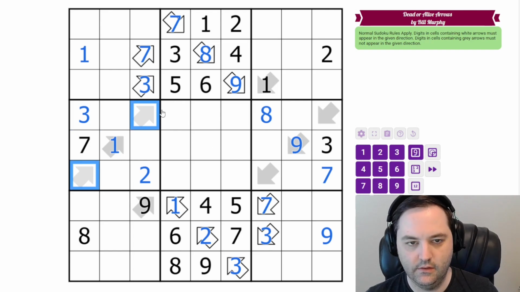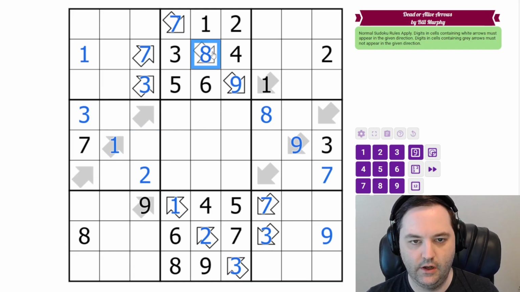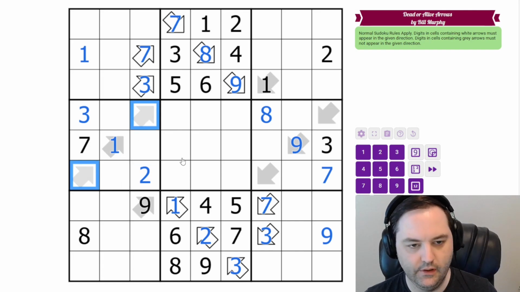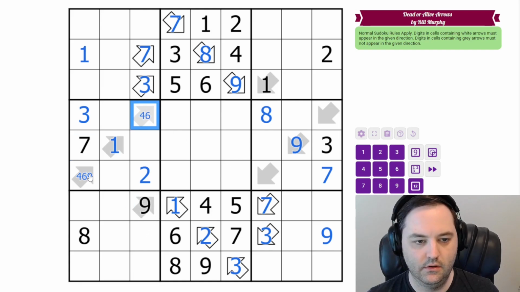Alright, these cells can't contain 5 or 8. They can't contain 2 anyway because of the box. So the only things left for these to be are 4, 6, and 9, because it's 7 here. This one can't be 9. So those are our options.